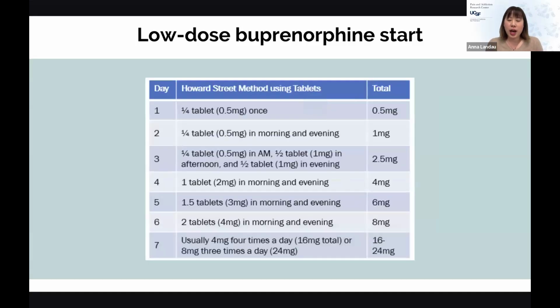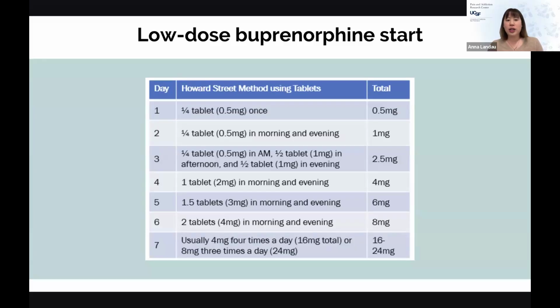And this is how we start this using the tablets. We coined this the Howard Street method because our pharmacy, Community Behavioral Health Services Pharmacy, is on Howard Street in San Francisco. On day 1, we start with 0.5 milligrams. Day 2, we have 0.5 milligrams in the morning and the evening. We do that again on day 3 in the morning. We do a half tab in the afternoon and a half tab in the evening, just to reduce any medication waste, which the DEA tracks very closely.